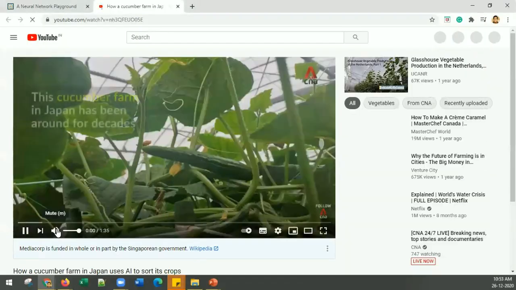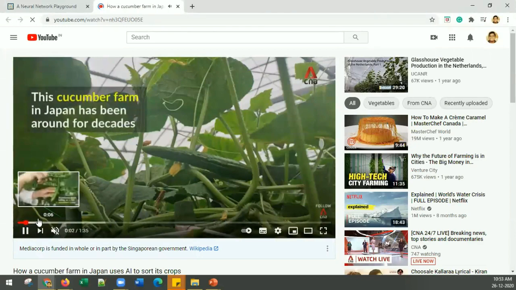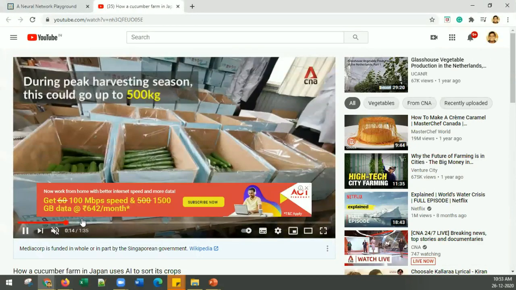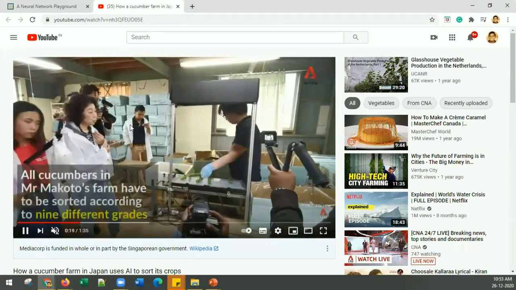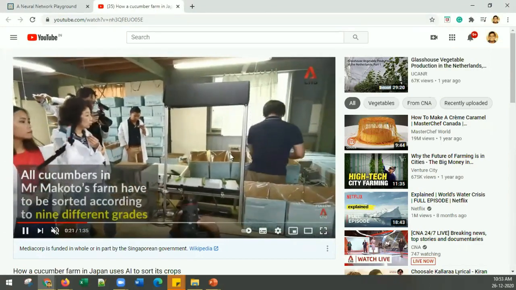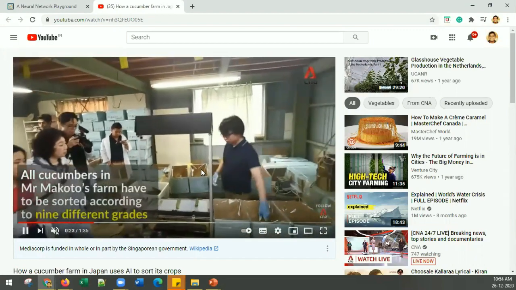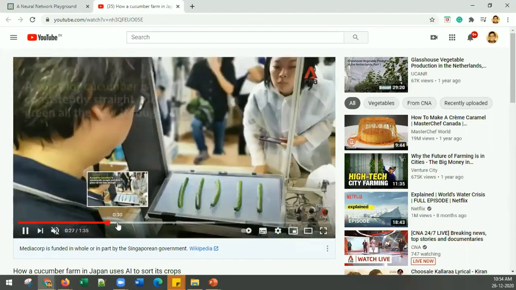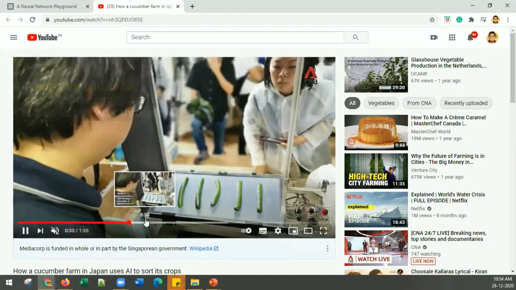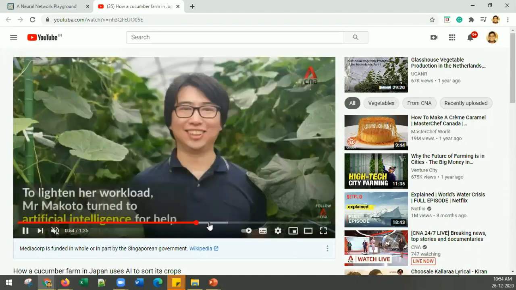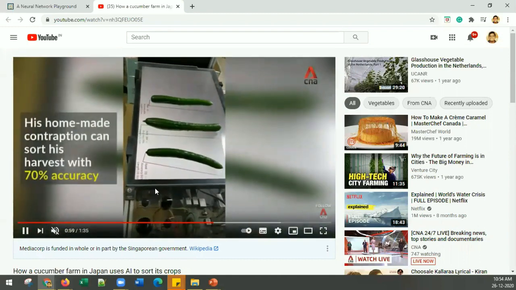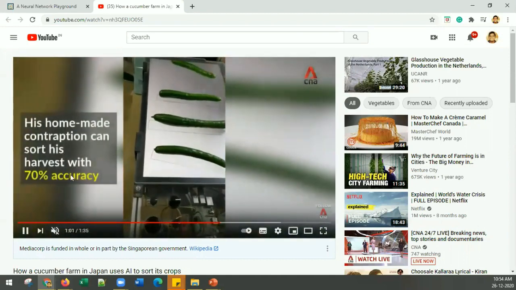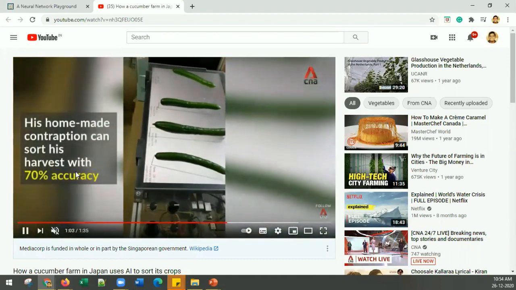So this is one of the applications that I have found on YouTube. Somebody was using, during peak seasons, they have to segregate up to 500 kg. So based on that, automatically doing it. Still, he is doing it manually. We can even make it on a belt or somewhere. Automatically, it will do the classification for all these image classifications. So he is the guy who did this. He is saying it is working with 70% precision.